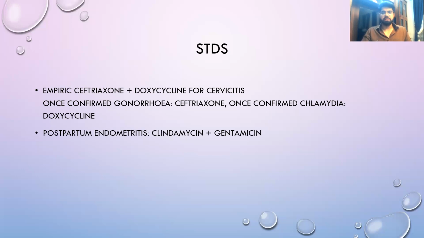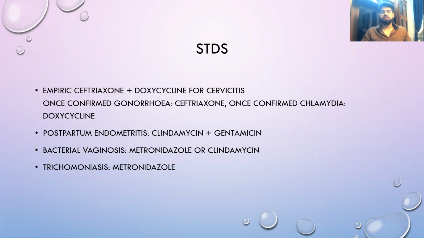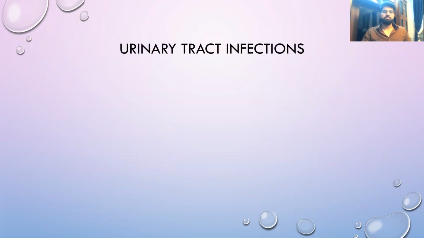Clinda having that better anaerobic and gram-positive coverage. It also covers MRSA. So Clinda and Genta is the combination. For bacterial vaginosis, Clinda and metronidazole are the two drugs that can be given. Something that needs to be remembered separately. And trichomoniasis, again, being a protozoal disease, and metronidazole covers all those protozoans, right? So trichomoniasis, we always go for metronidazole.